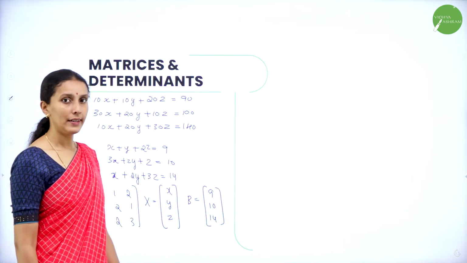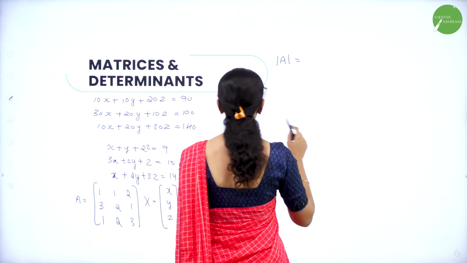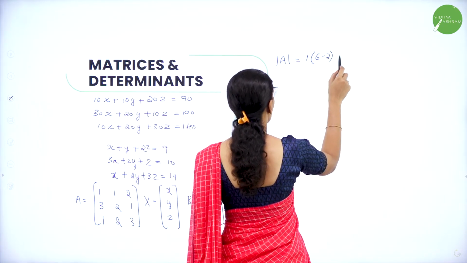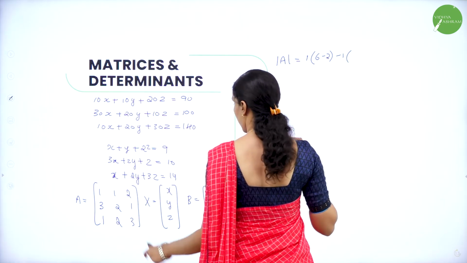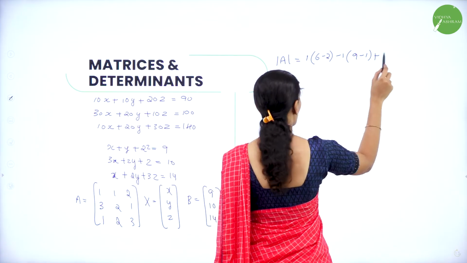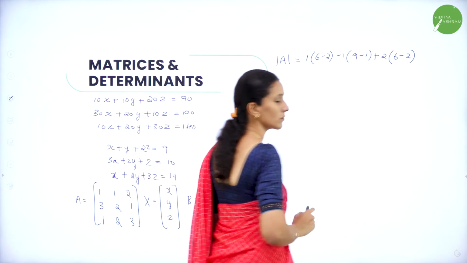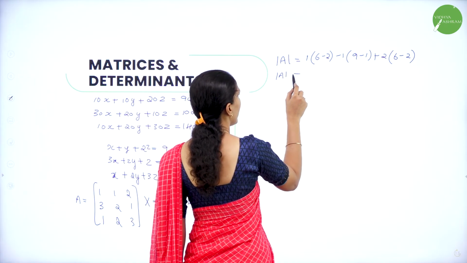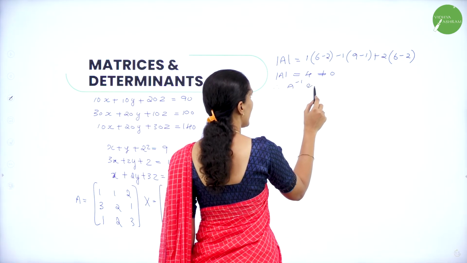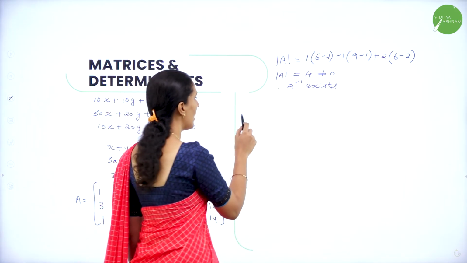Now let us calculate the determinant A. So when you calculate the determinant A, the value is 1 into 2 3s are 6 minus 2, next minus 1, so 3 3s are 9 minus 1, plus 2, so you have 6 minus 2. On solving this, we get determinant A is equal to 4, which is not equal to 0. Therefore, A inverse exists. So once A inverse exists, we need to calculate the adjoint A.